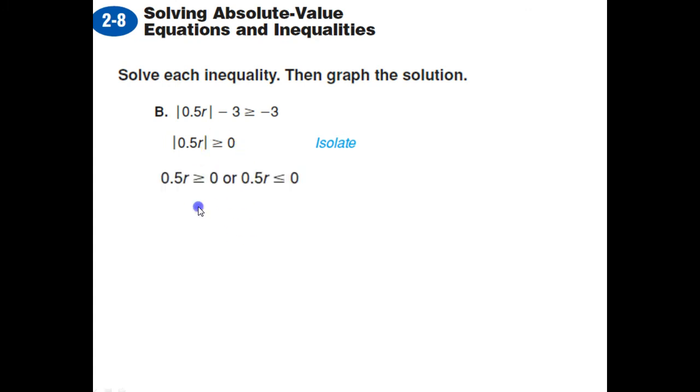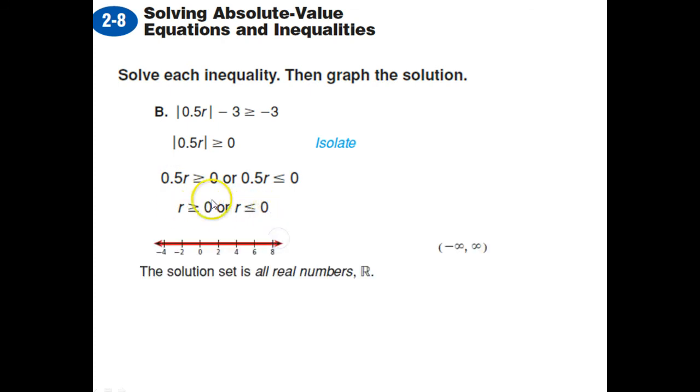Setting this equal to the positive version and flipping, there is no negative version of 0. We're going to divide both sides by 0.5. We're going to get r greater than or equal to 0, or r less than or equal to 0. When you graph this one on a number line, it starts here and goes this way. When you graph this one on a number line, it starts here and goes this way. Because 0 is included, the answer is the entire number line, which is all real numbers. Usually we indicate it with the capital R.